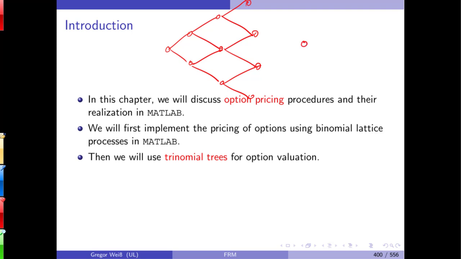Then you have three states: up, down, and it stays the same. And so on. That's a trinomial model. Also very simple. I will implement this in MATLAB code. You don't need to be aware of MATLAB code. It's quite simple to understand.